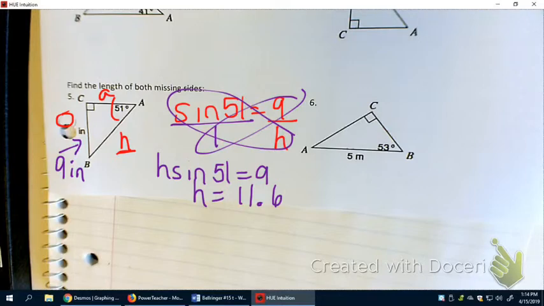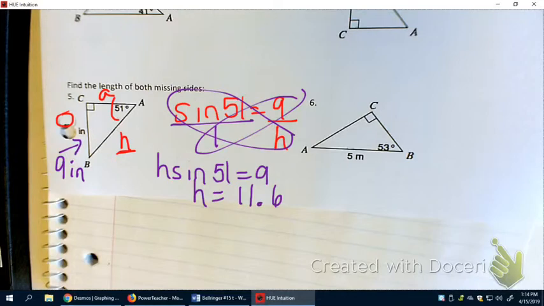Now, to find A, I can do a similar thing and use a different trig function. Or you can use Pythagorean theorem. The reason that you could use Pythagorean theorem is because now you have two sides. Pythagorean theorem, you have to have two sides to get to the third side. We couldn't use Pythagorean theorem on these problems up here because you only had one side. You didn't have another side yet. But now that we have two sides, if you wanted to use Pythagorean theorem, you can.